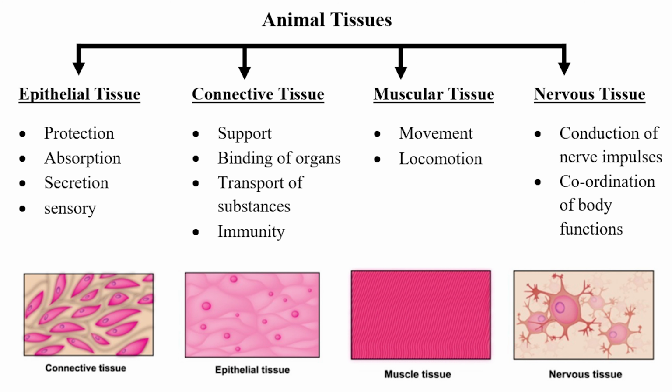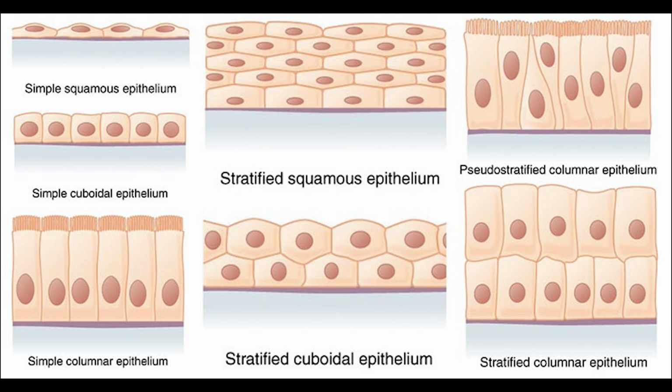And now we will talk about the animal tissue. The animal tissue can be differentiated into 4 basic types: epithelial tissues, connective tissues, muscular tissues, and nervous tissues. The epithelial tissues can either be simple or compound. The simple epithelial tissue consists of one type of cells, and the compound epithelial tissue consists of multiple types of cells.